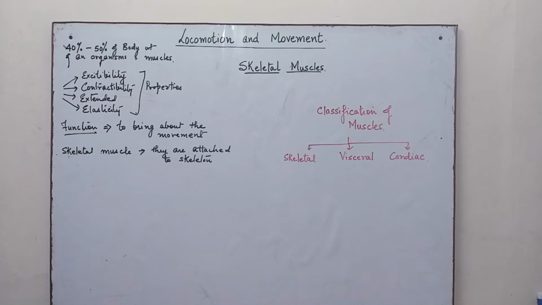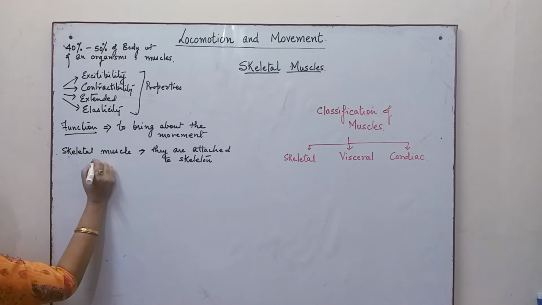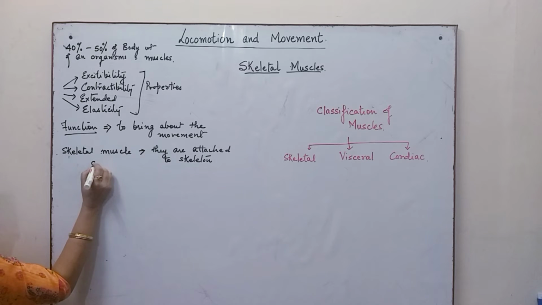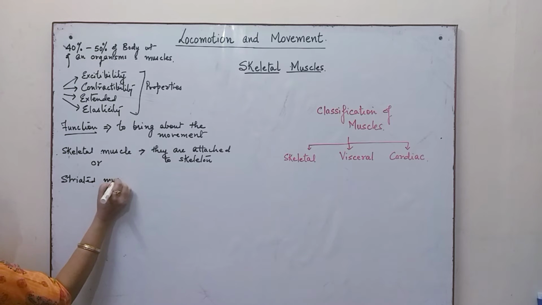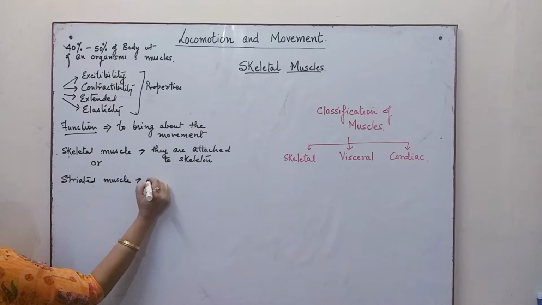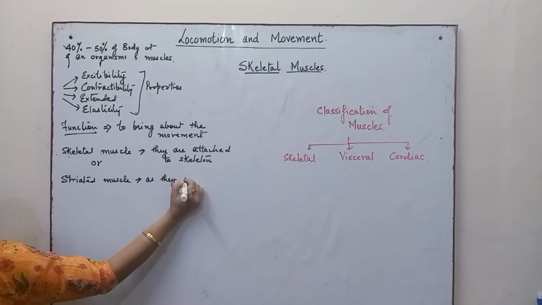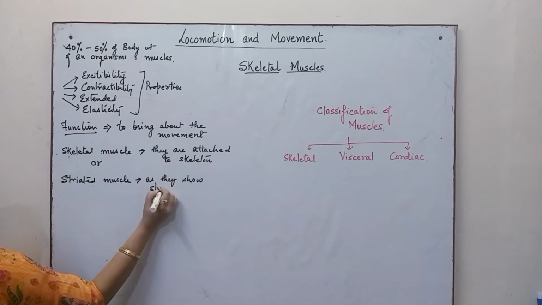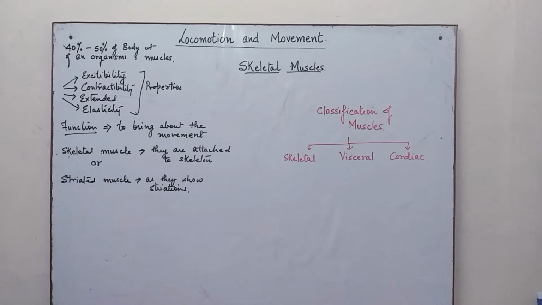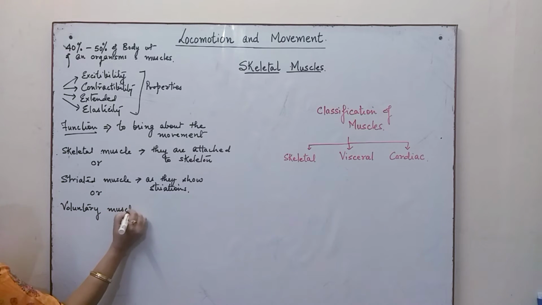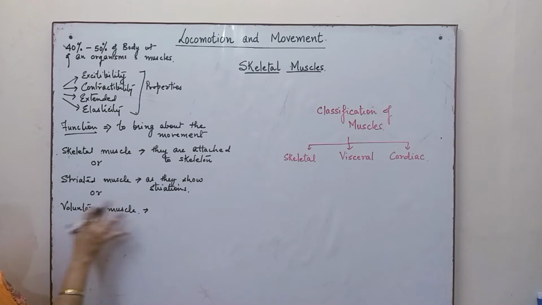Also, these are called striated muscles. So another term for them is striated muscles. We call them striated muscles because they show striations. They show striations, that is light and dark band. Now, these muscles have another name which is known as voluntary muscles. So we find these muscles have three different names because of their properties.